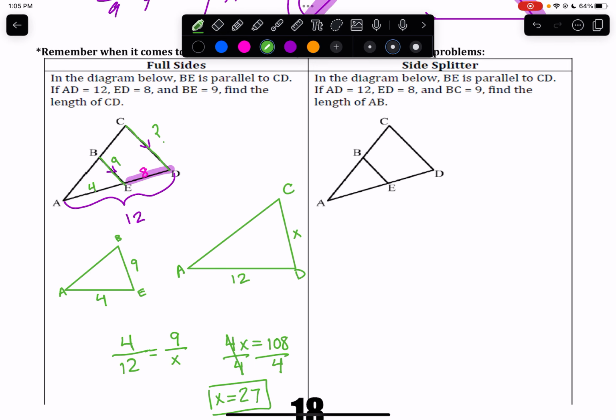And now for the side splitter, BE is parallel to CD. If AD is 12 again, ED is 8. And now they're giving us BC is 9. Find the length of AB. So this is where we're actually splitting up the sides. So the top over the cutoff is equal to the top over the cutoff.